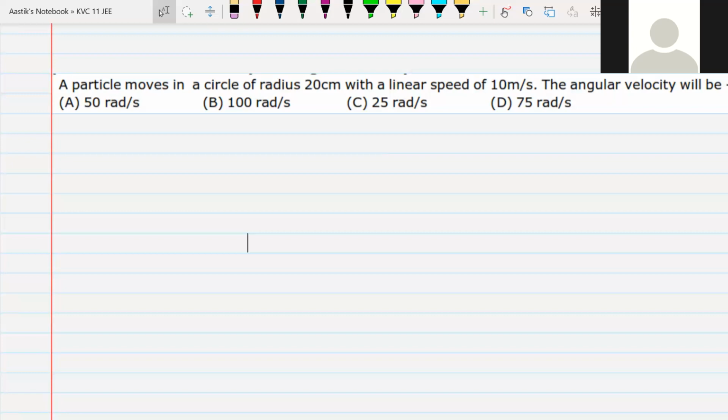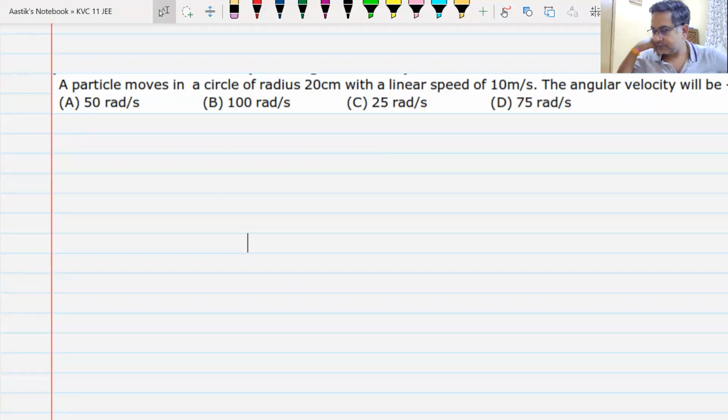Fifty radian per second square. 50 rad per second. So the answer is option A.